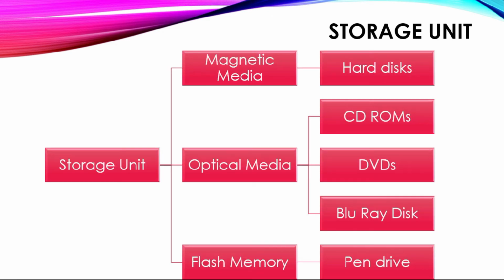Next topic is storage unit. These are the types of storage unit. Storage unit has been broadly classified in three different categories, that is magnetic media, optical media and flash memories. Magnetic media consists of your hard disk. Then optical media consists of three different things, that is CD-ROM, DVDs and Blu-ray disc. And last is your flash memories, nothing but your pen drives. So one by one we'll see all these storage units.